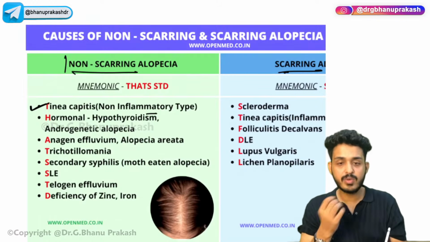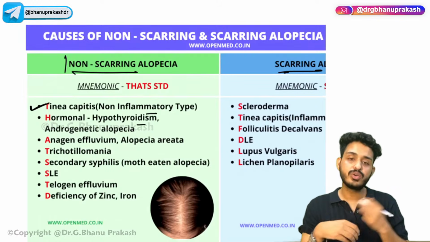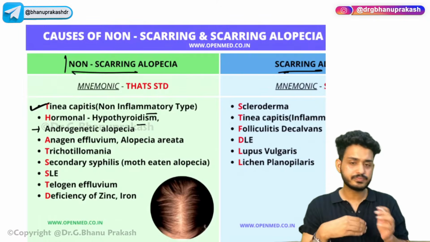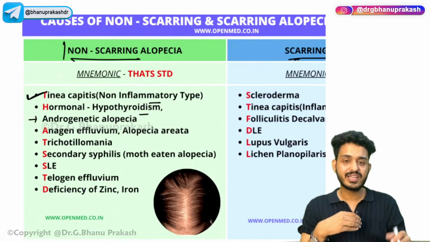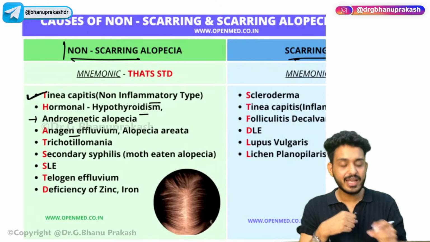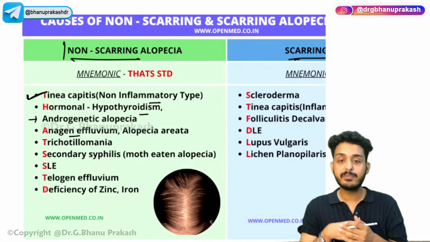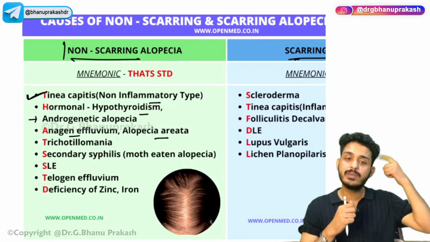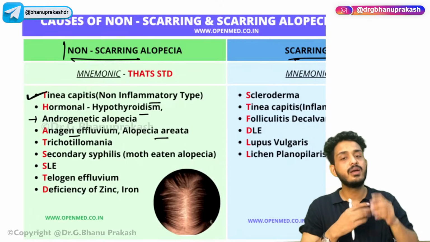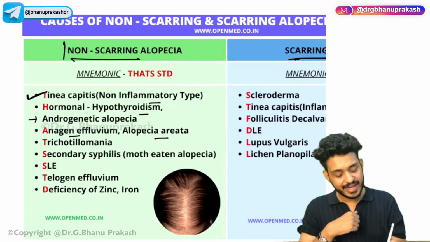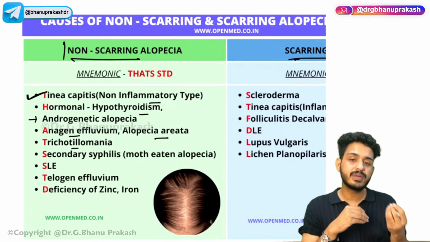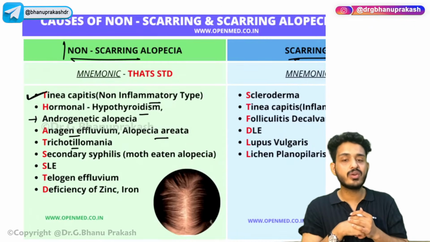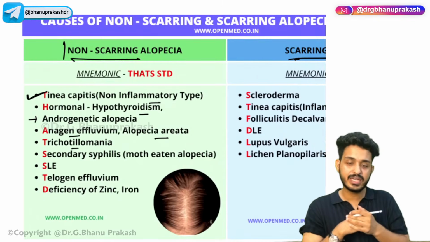Second is hormonal, because of hormones, that can be due to hypothyroidism, or androgenic alopecia. These are your non-scarring types of alopecia. We have anagen effluvium, talking about chemotherapy. Alopecia areata, which is an autoimmune condition. You will have hair loss from a particular part, but you can get those hairs back, right? Next is trichotillomania. Tricho means hair, tillo means pulling, and mania is a psychiatric condition. The patient will be pulling their own hairs, right?